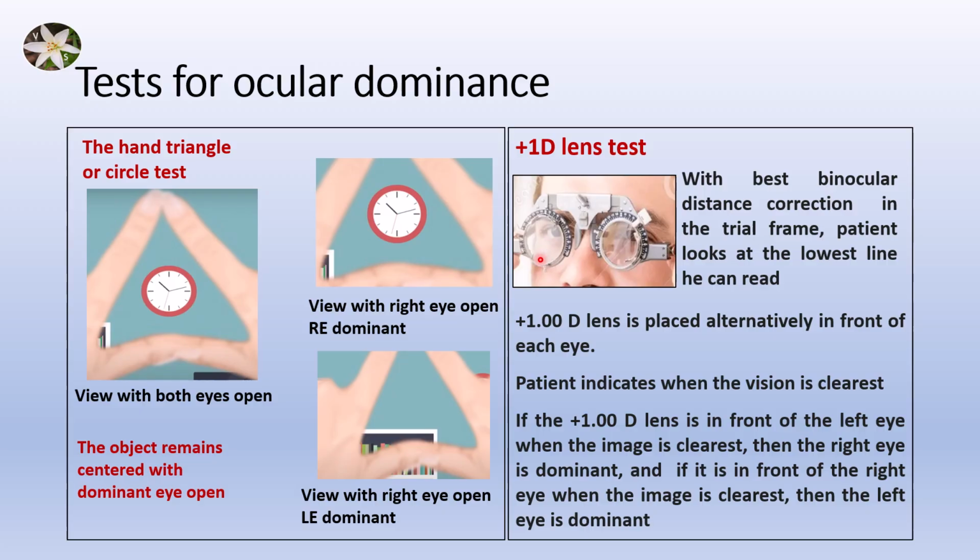And if the +1 diopter lens is placed in front of the right eye when the patient says that the vision is clearest, that means that the left eye is dominant. So these are simple tests for ocular dominance, and in case your patient is unhappy with the best possible correction, you can look for it and make the needed adjustments.